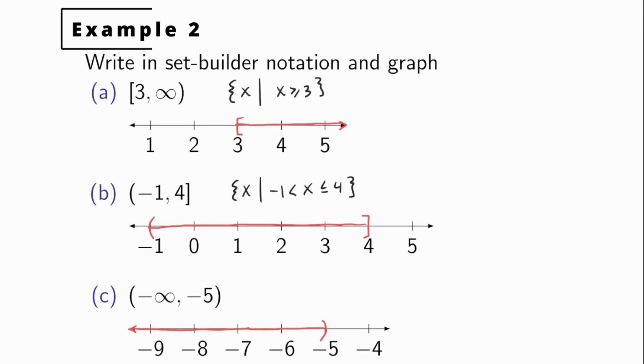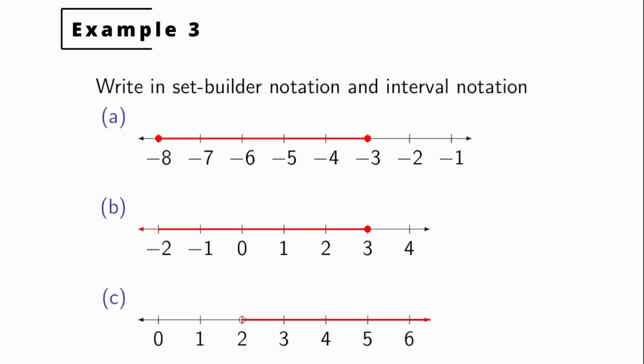And for the final one, again, it always starts the same way. We write x such that. So it's everything to the left of -5. That's all the numbers that are less than -5. So we write x less than -5. Now remember, for set builder notation, this is what your numbers look like, and this is the restriction on those numbers, like x such that x is larger than 3. So all the numbers that are larger than 3, or equal to 3.